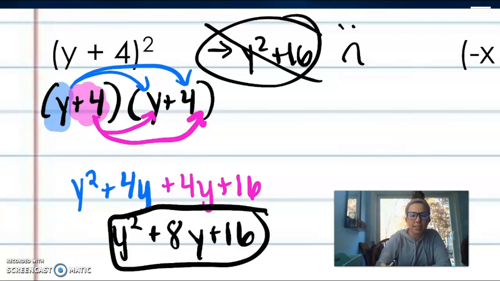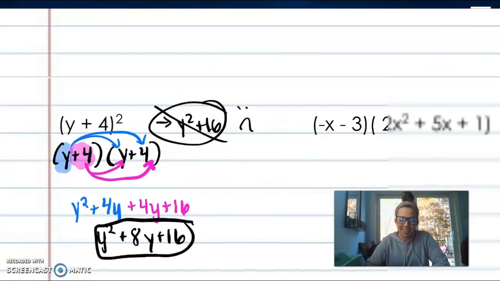Which again, it's not the same thing as y squared plus 16. That plus 8y changes the answer. So we want to make sure that we're being careful when you have that. You're going to really want to just square it and move on, but you can't, because it's not equivalent.